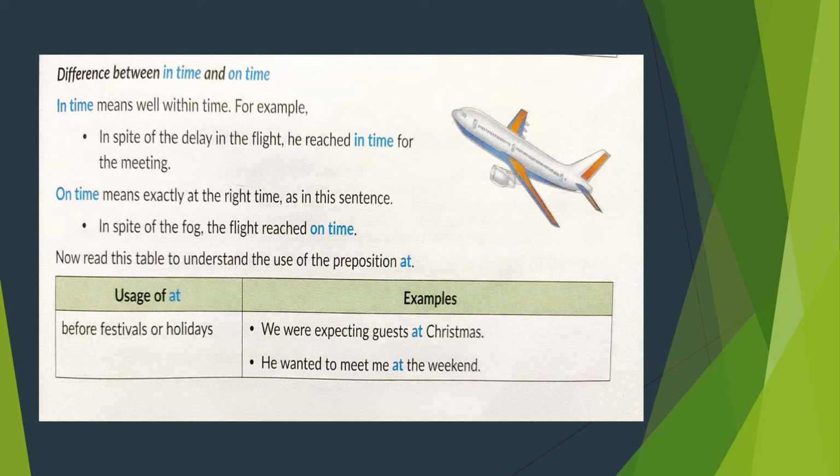Come to the difference between in time and on time. In time means well within time, which means there is a range of time and the person or the work was done within that time range. In spite of the delay in the flight, he reached in time for the meeting. And on time means exactly at the right time. In spite of the fog, the flight reached on time, meaning exactly at the scheduled time.